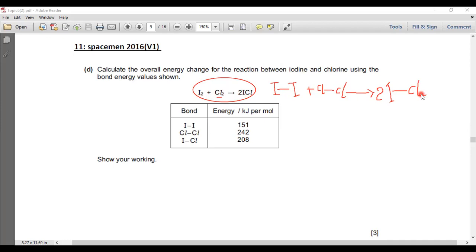Can we start solving now? Yes, start solving your paper. Everyone start your paper. Okay.